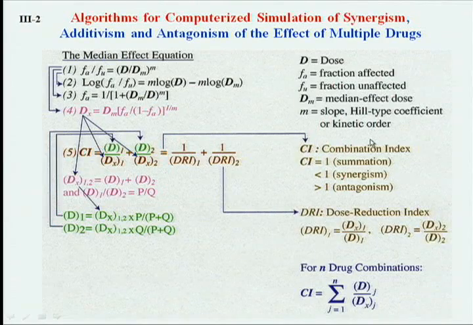This is the algorithm for computer simulation, how all that report is generated. The median effect equation is rearranged. From dose, you can calculate effect. From effect, you can calculate dose. This combination index equation was derived by Chou and Talalay, and this is the dose reduction index. By substitution, it comes out as combination index or dose reduction index. And this can be not only for two drugs, it can be for n drugs.